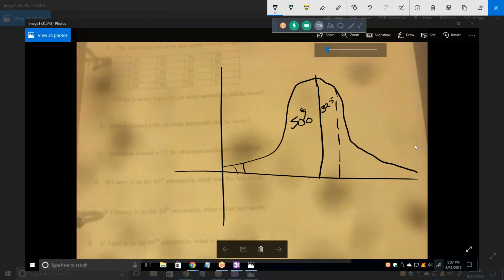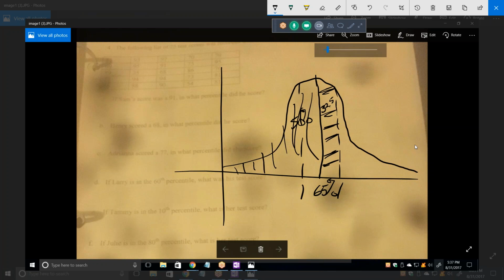In other words, this part is 50%. This part, 32 and a half, because I know plus or minus one standard deviation is 65%. So from here to here, that's 65% of the area. All right?